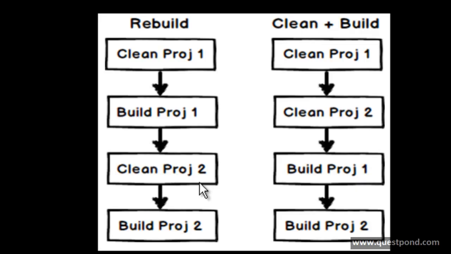The difference is the way the build and clean sequence happens for every project. Let's say you have a solution with two projects, project 1 and project 2. If you do a rebuild, it will take project by project. It will first clean project 1, build project 1, then take the next project, clean project 2 and build project 2. But if you do a clean and then a build, it will first delete all the compiled files of project 1 and project 2 and then build all of project 1 and project 2. So the difference is the way the sequences of build and clean happen. In rebuild, it goes project wise, while in clean plus build, it first deletes all the compiled files and then builds the complete solution.